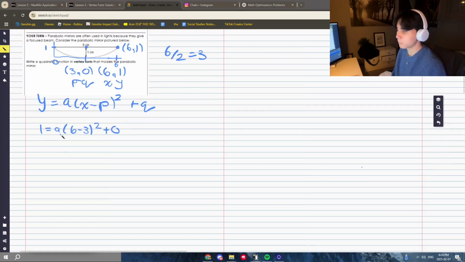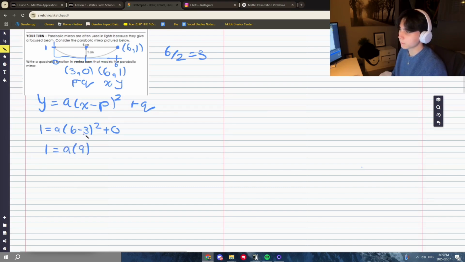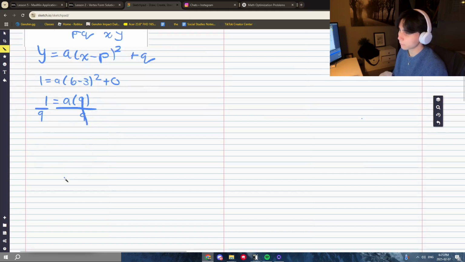Alright, once you plug that in, you can now begin to solve for a. 6 minus 3 is 3. 3 squared gives us 9, plus 0. Plus 0, we don't have to do anything with that. So we're just going to get 1 equals a times 9. And you're just going to divide by 9 on both sides to solve for a. So you get a is equal to 1 over 9.